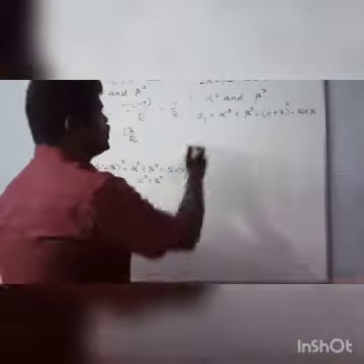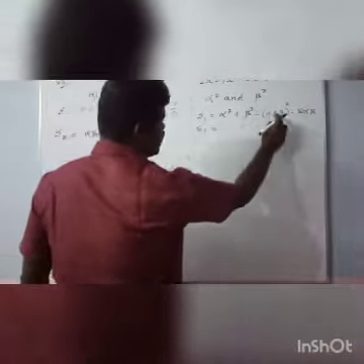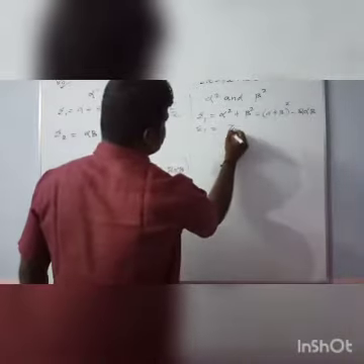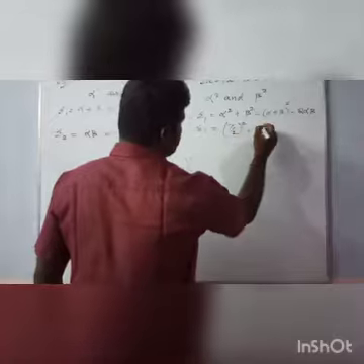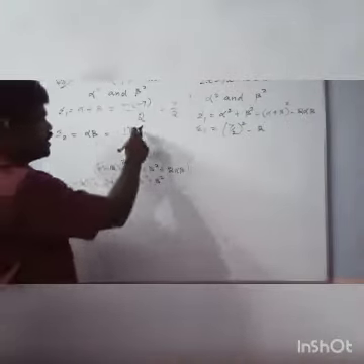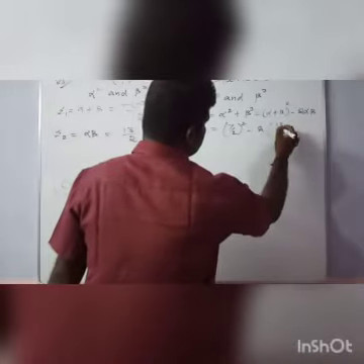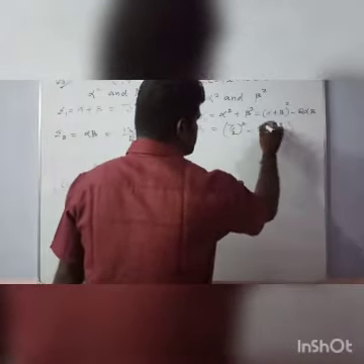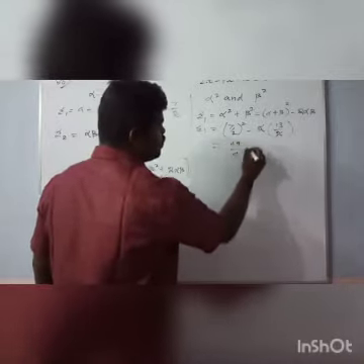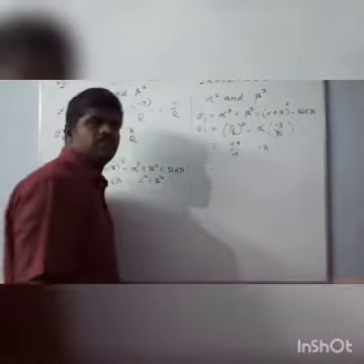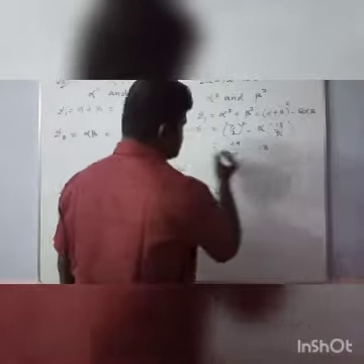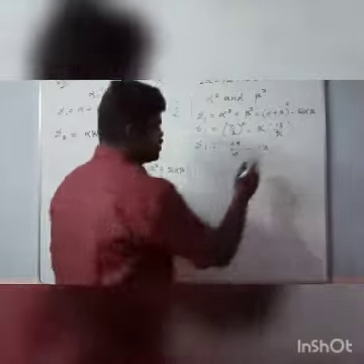Okay, right. Now summation 1 is equal to alpha plus beta, which means 7 by 2. 7 by 2 whole square minus 2 times alpha beta, where the alpha beta value is 13 by 2. So cancel these two. So what is the value? 49 divided by 4 minus 13. This is the summation 1 value only.